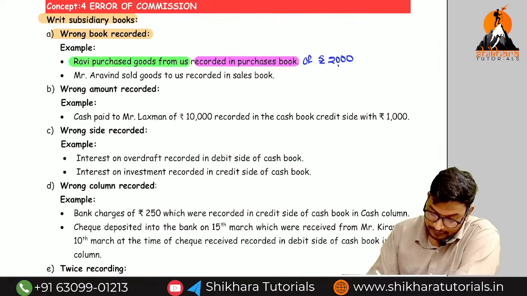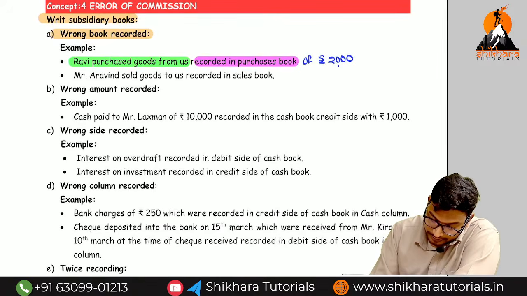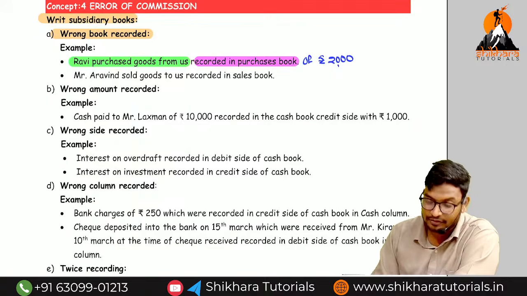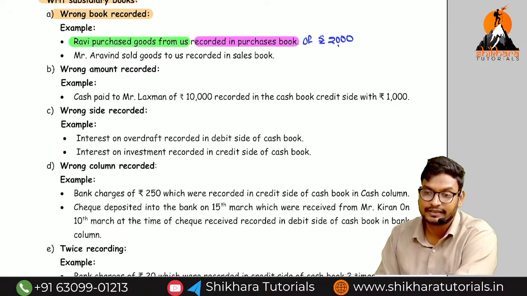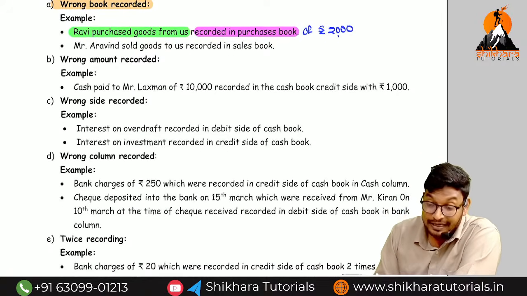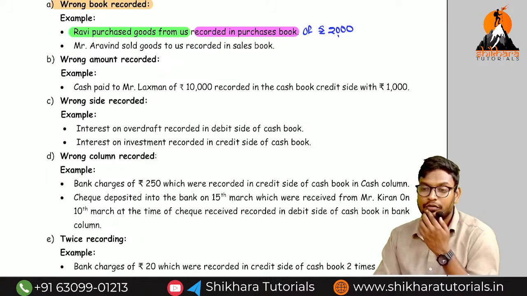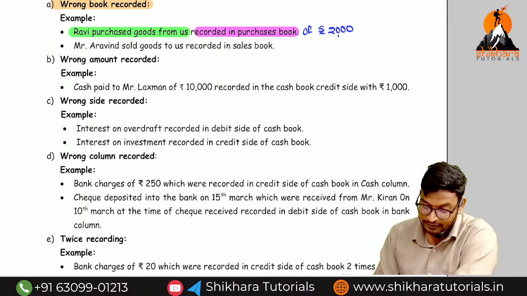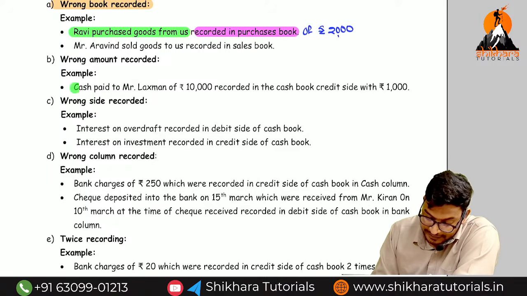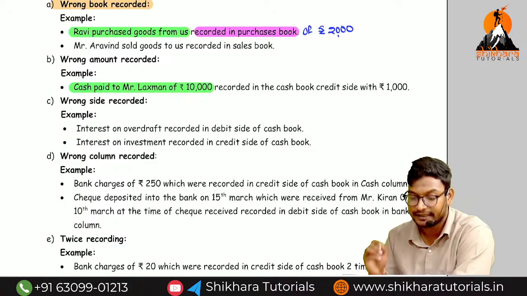So next one, see the next point. Once again the same process. First part is correct, second part is wrong. So wrong amount recorded this time. Recorded means primary. Posted means secondary. So recorded: cash paid to Mr. Lakshman of rupees how much? 10,000. So this is the correct one.